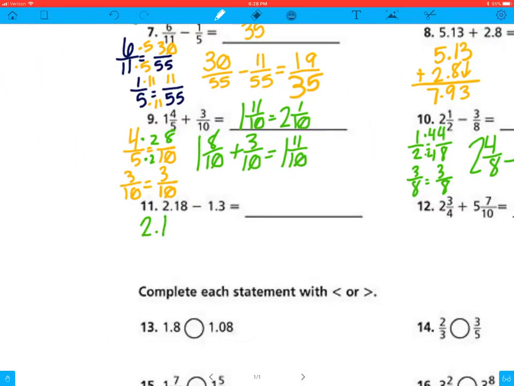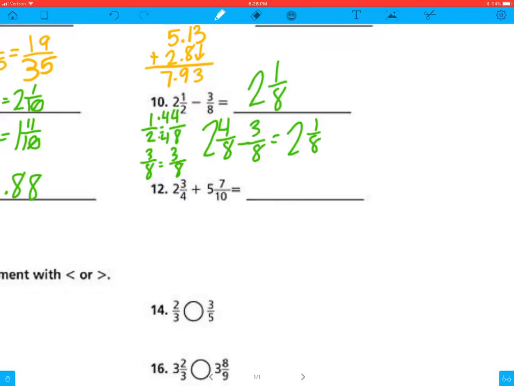Number 11, 2.18 minus 1.3. I have my 0. 8 minus 0 is 8. I got to borrow from the 2. It becomes an 11. 8 and 0. So 0.88.